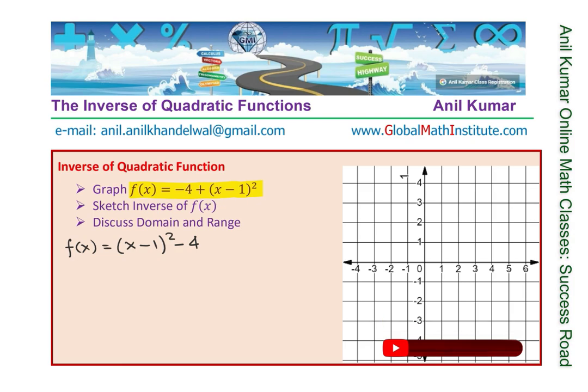Now, from this function, you know what the vertex is. The vertex, I'm saying v, will be (1, minus 4). So on the coordinate plane, let's have (1, minus 4) as the vertex. Clear? So the first thing is to plot the vertex. Now, you could take some values for x and then calculate the function value, right? You could do that.